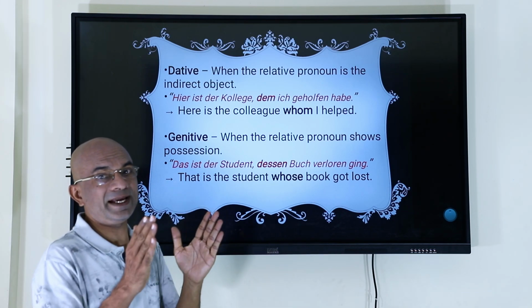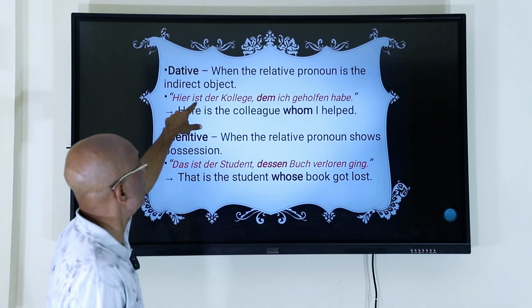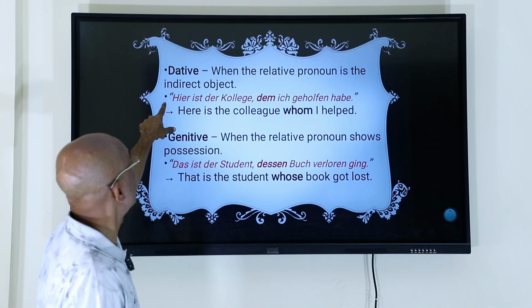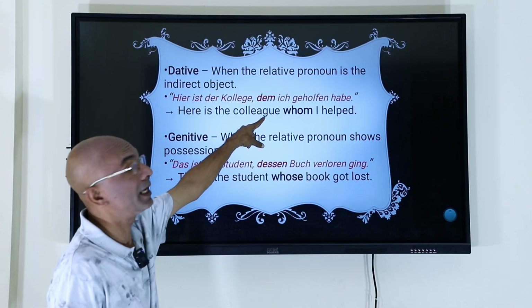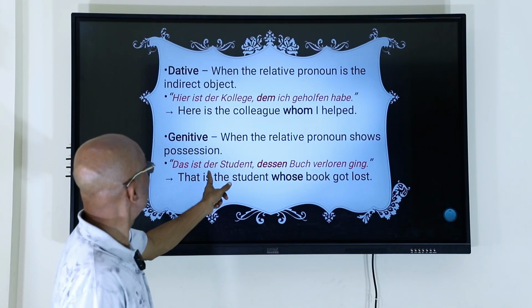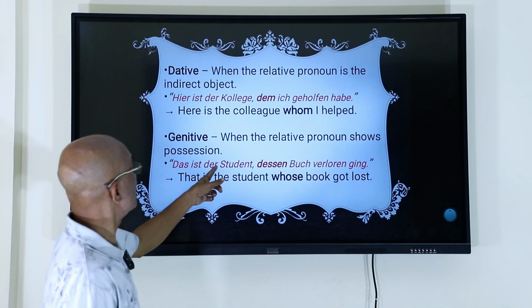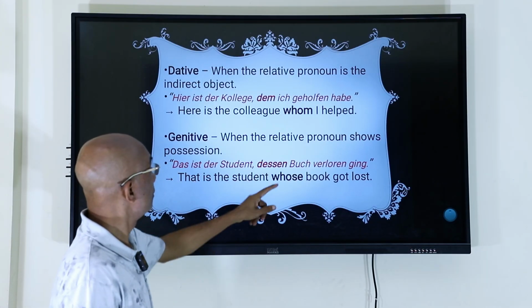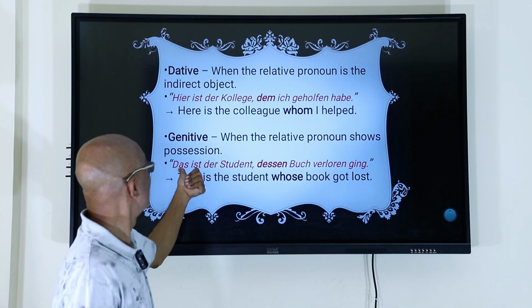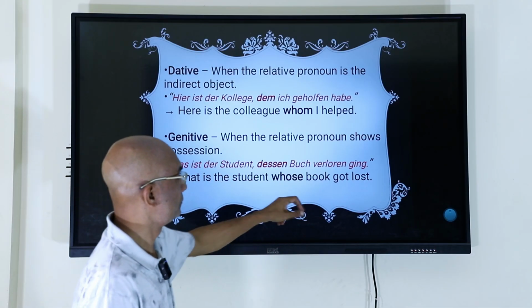So, when we make sentences with relative clauses, we are making use of the relative pronoun. Here, "der Kollege" becomes "dem". Here, "der Student" becomes "dessen", that is "dessen Buch", whose book. So whose book, that is the student's book.